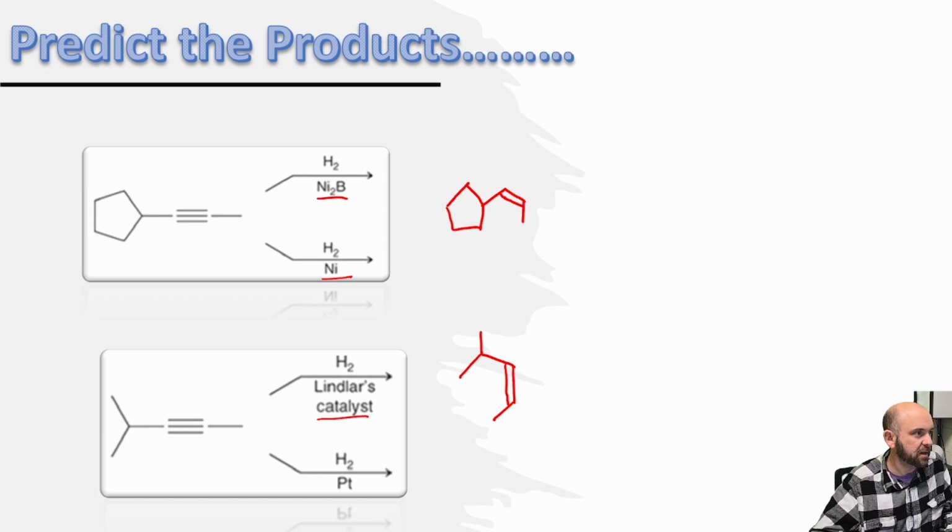And then finally, in the last one, we see just pure platinum catalyst, meaning that molecule is going to go all the way to the alkane. So it is reduced all the way to sp3 carbons, and that is the result of that reaction.